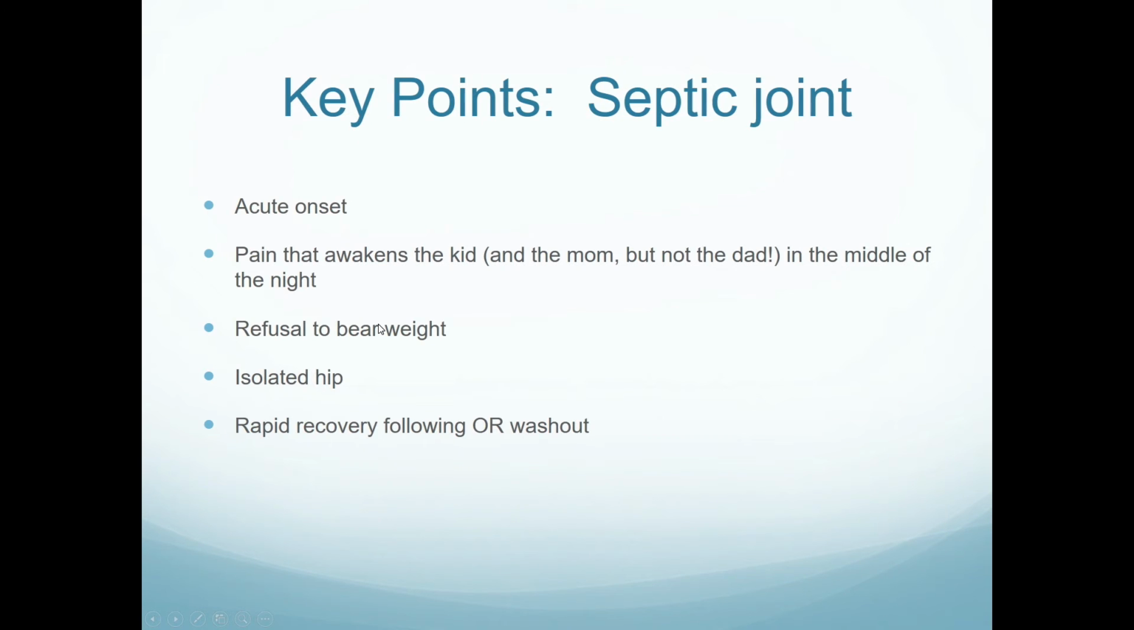But this does allow us to illustrate the point that we were talking about earlier, right? So this is acute onset, so acute pain, right? So I joke that pain that wakes the kid and the mom, but not the dad, because it takes a lot more than that to wake the dad up, right, in the middle of the night. Refusal to bear weight, isolated hip, and she got better immediately. Does anything that I do get better immediately? No, right? It takes a long time. So this is completely different.